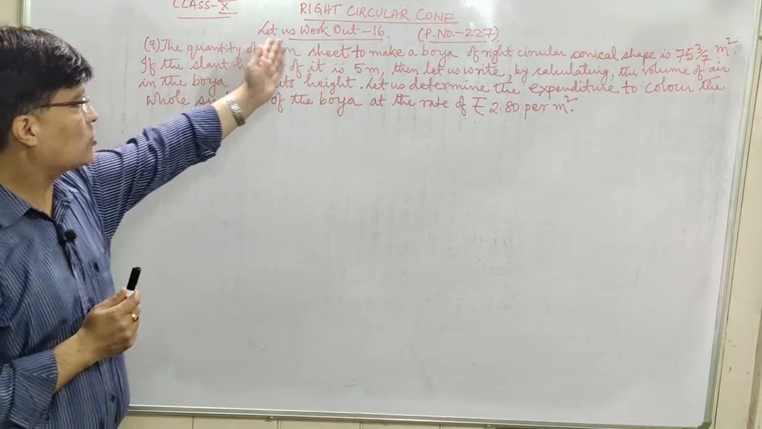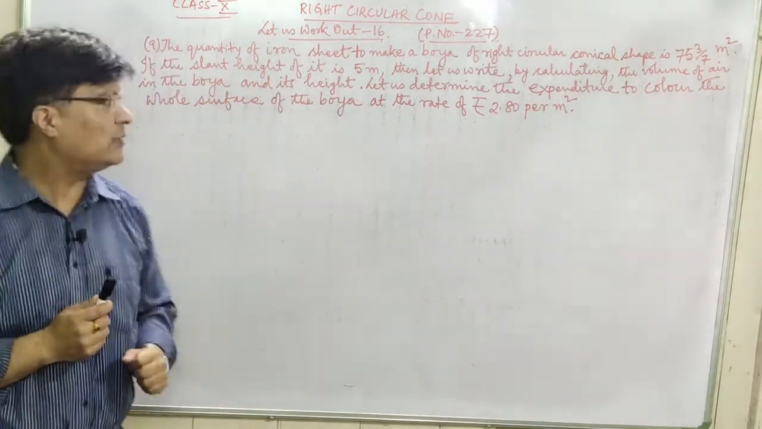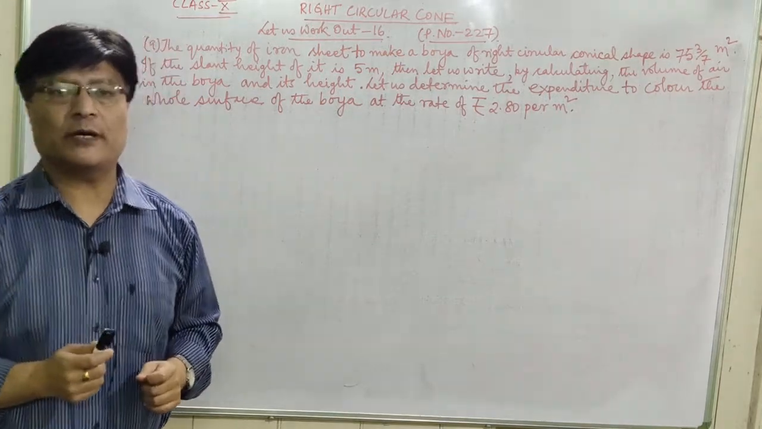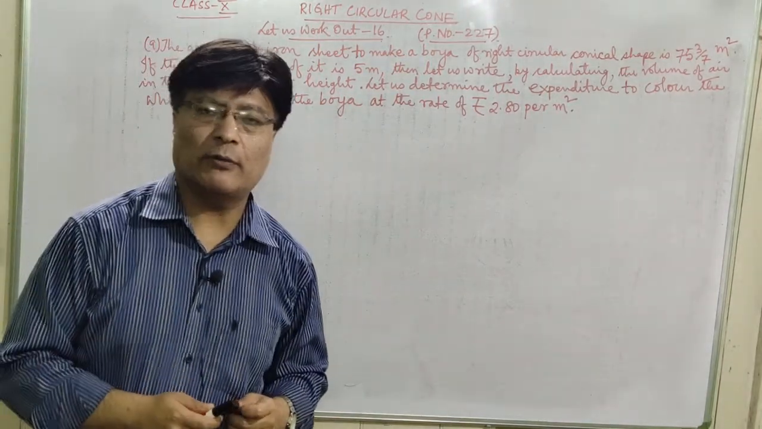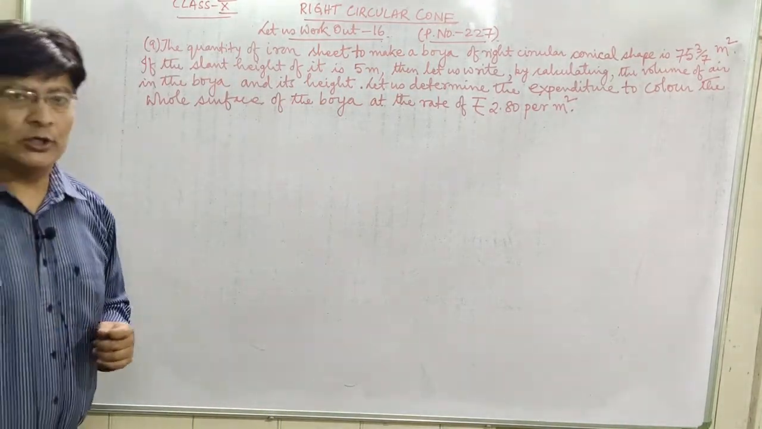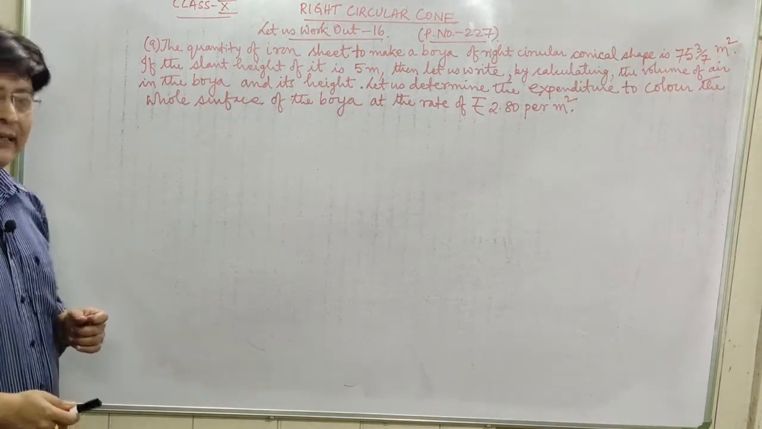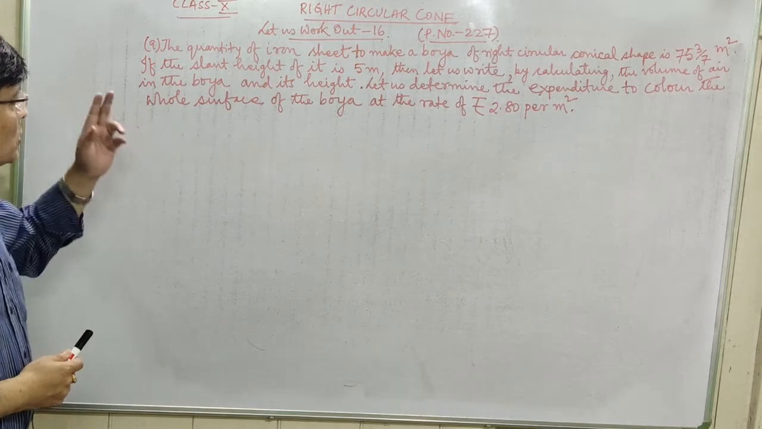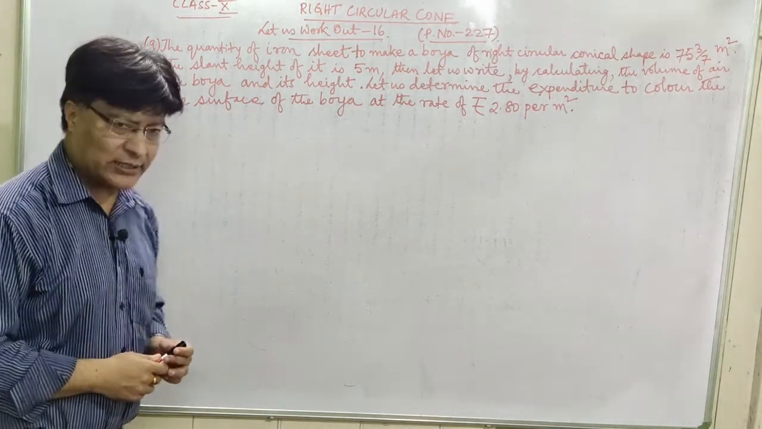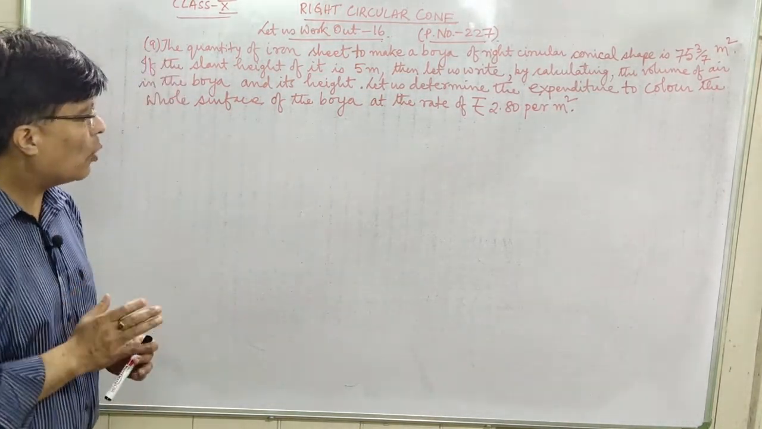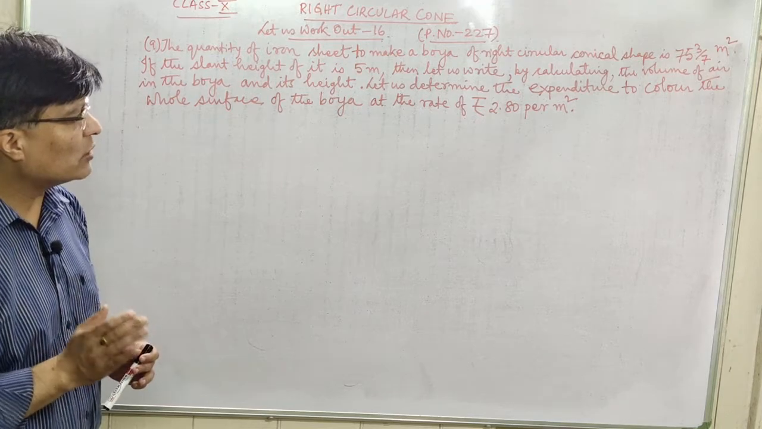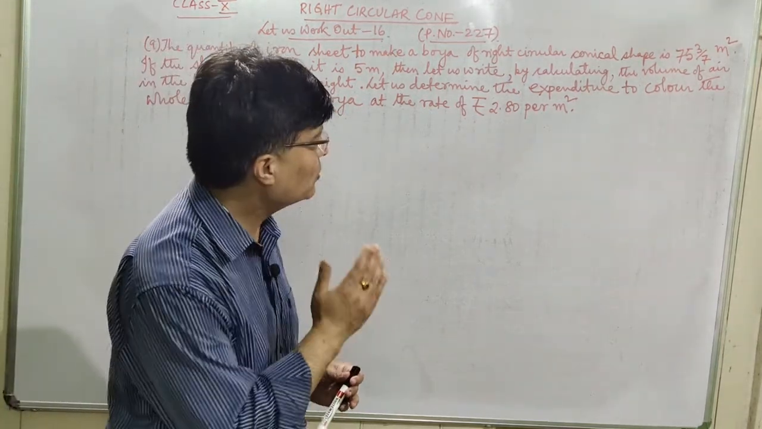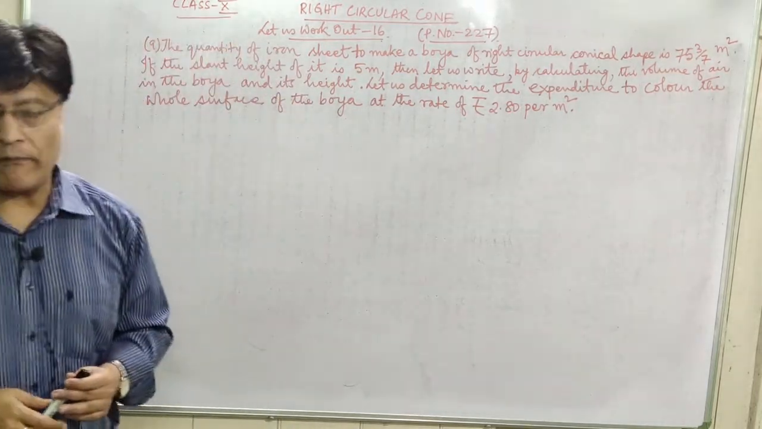Same exercise, let us work out exercise 16, page number 227, from the book Ganit Prakash for class 10 by West Bengal Board of Secondary Education. So let's start this question number 9. Question number 9: the quantity of iron sheet to make a boya of right circular conical shape is 75 3/7 meter square.